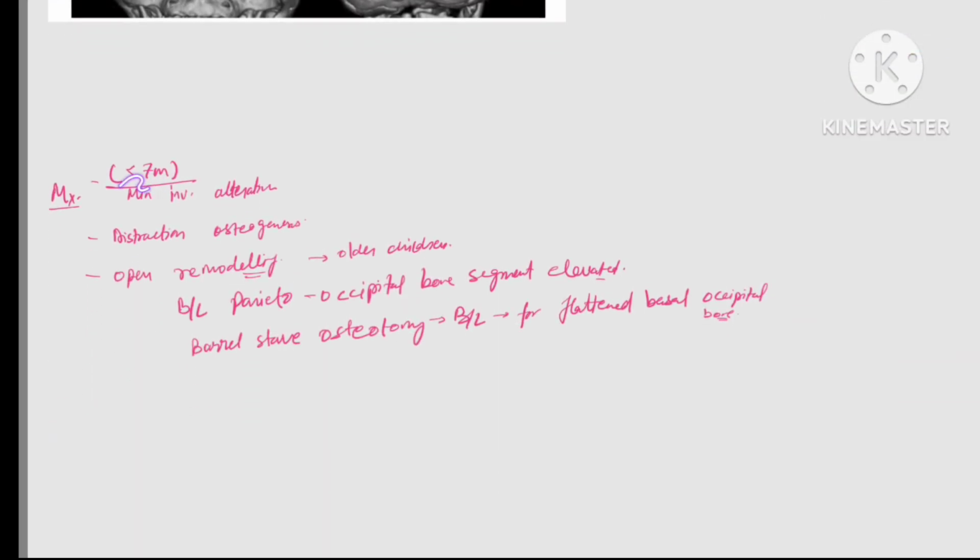Management. If less than 7 months of age, minimally invasive techniques are used, such as endoscopic suturectomy and postoperative helmet. Distraction osteogenesis can also be done, and open remodeling is preferred in older children. Here, bilateral parietal occipital bone segments are elevated, and barrel stave osteotomy is done bilaterally for flattened basal occipital bone.